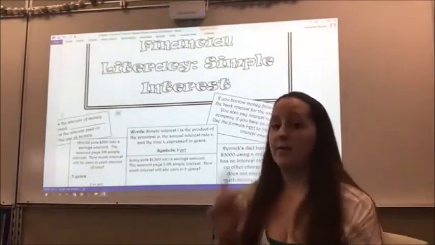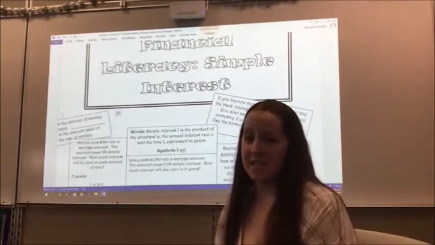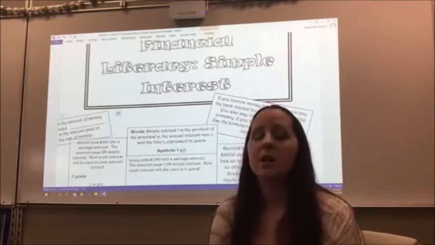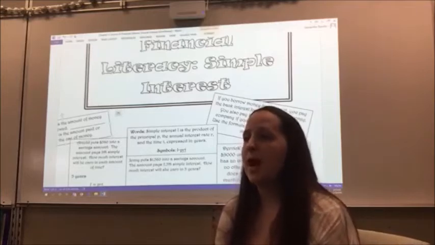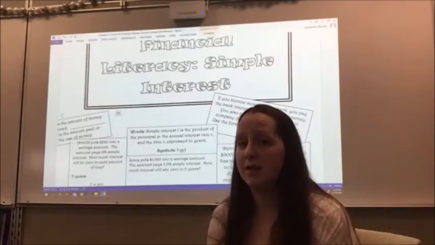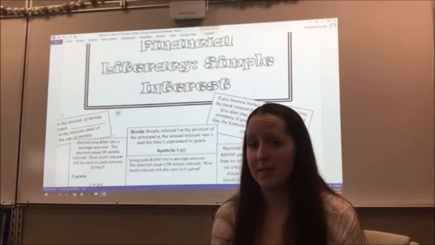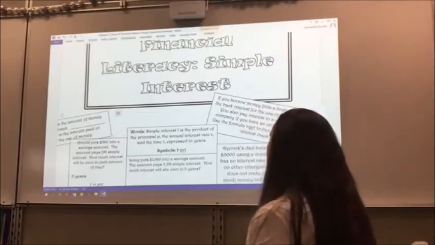So, one thing, very important, time is in years, not months, not days, it's always in years. So, for example, if you have an interest loan that's 6 months, when you multiply this, you would do 6 over 12 because there's 12 months in a year, okay? So let's take a look at an example.